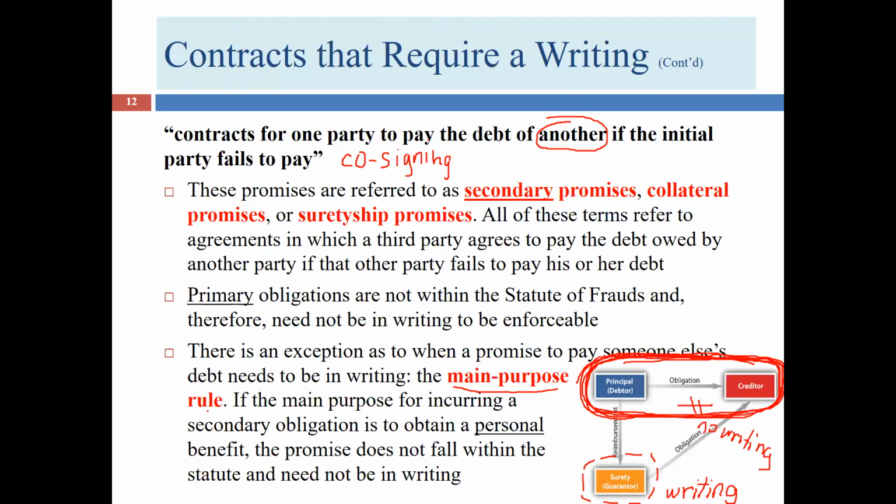And sometimes the surety isn't being a super nice guy. Sometimes the surety is agreeing to guarantee the loan or guarantee the repayment, not because the debtor is his cousin, but because he has a personal stake in the transaction. Imagine that the surety in this case is Bob the rock star. And you know what? He's had some ups and downs in his life, and he's gotten into some trouble from time to time.